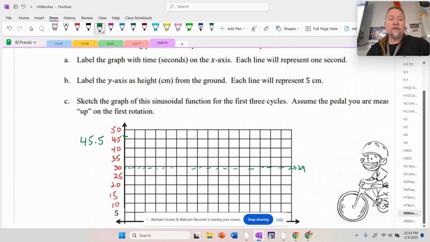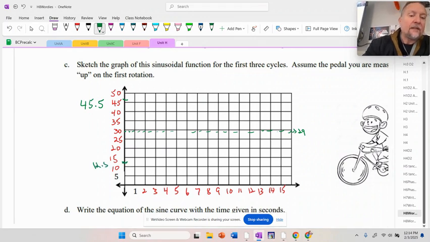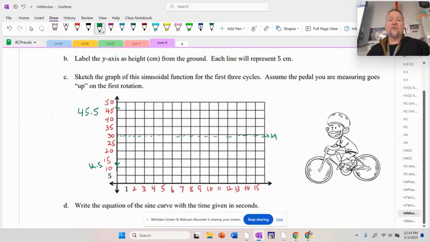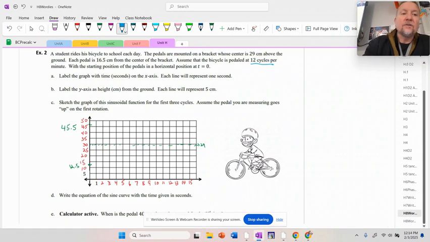Then what's the low point? 29 minus 16.5. Isn't that 12.5? Which is actually smack dab in the middle of 15 and 10. That's nice. And then those are the values I'm going to mark. I have one more piece of information that will tell me what the period is and all the other stuff, and it's the 12 cycles per minute.